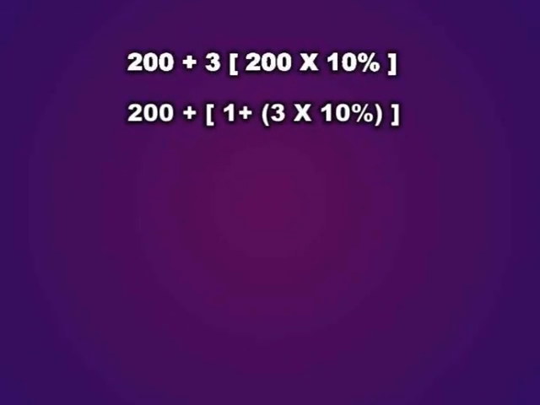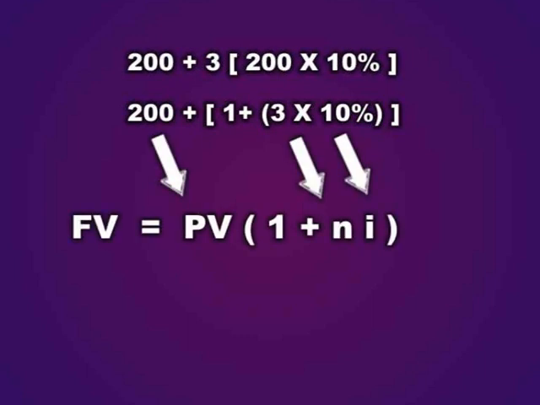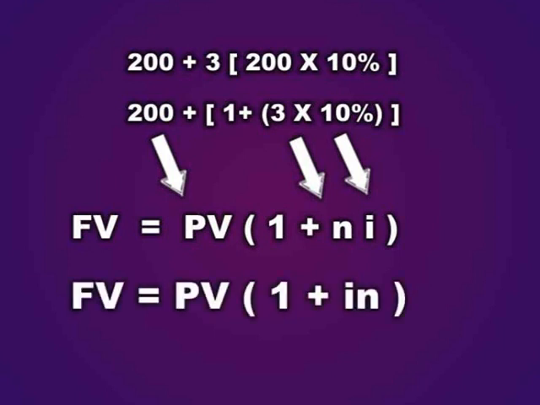Now 200 is a common factor, we can take it out. 200 open bracket 1 plus 3 times 10% close bracket. Written differently, 200 is our present value, open bracket, 1 is 1, plus 3 is our n, number of years, times i, which is our interest. So future value is equals to present value, open bracket, 1 plus interest times the number of years, close bracket.